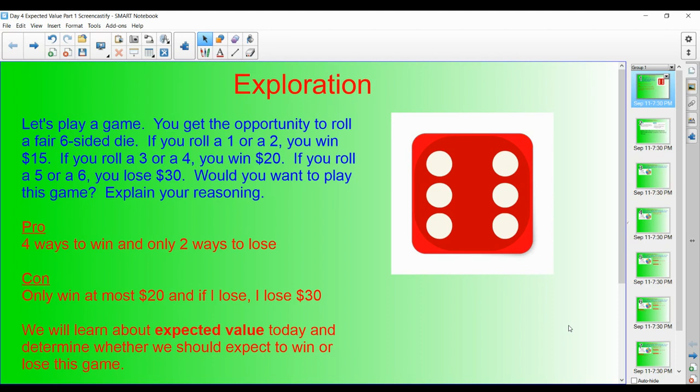So the pro is four ways to win. I can win with a 1, a 2, a 3, or 4. And a 5 or 6 are losers. So more winners than losers. But the con is if I lose more than I'd win. So today we're going to figure out, using expected value, should I, on average, do I win or do I lose?